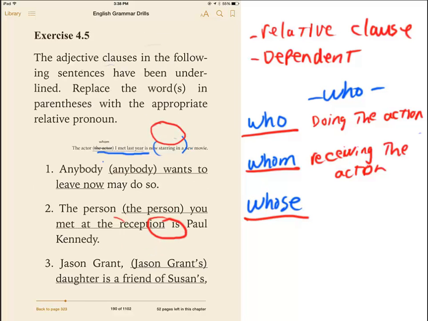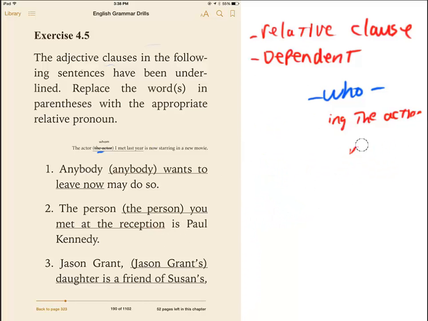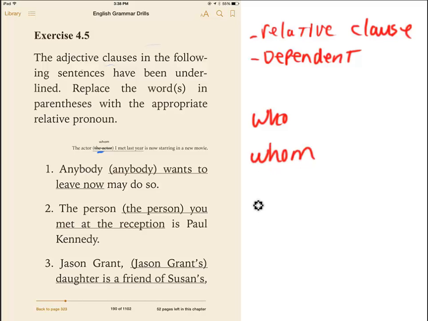So basically that's what we're going to be doing. I'm going to walk you through the first three, and we're going to take a look at when to use who, whom, or whose. This is the relative pronoun we're working with: who, whom, and whose, because our antecedents are all people. So we have to use one of these relative pronouns. It's one of the most common relative pronouns.